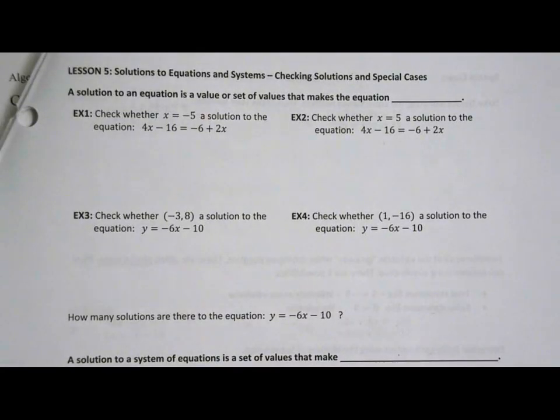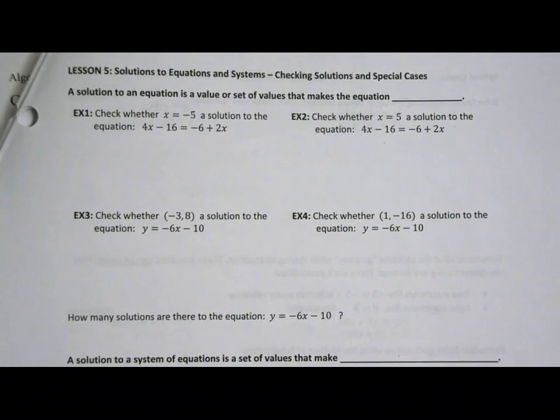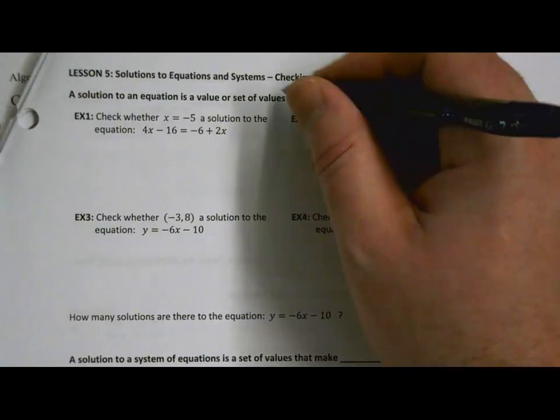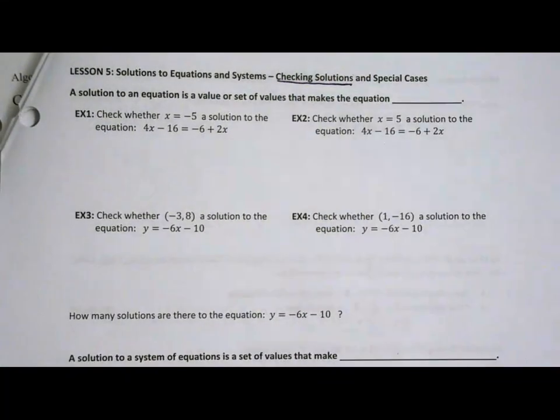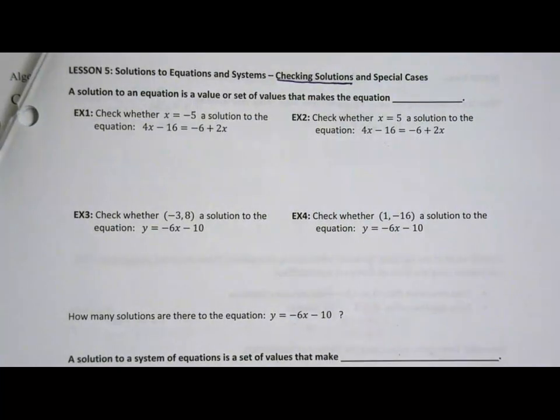Our goal for today, there's two things that we want to talk about. One of them is checking solutions, and that's really the main goal. So you guys are going to be solving a bunch of problems today, just to sort of practice the three methods that we've talked about so far.